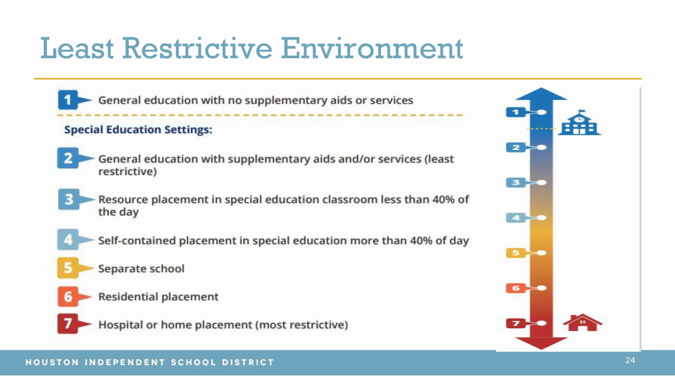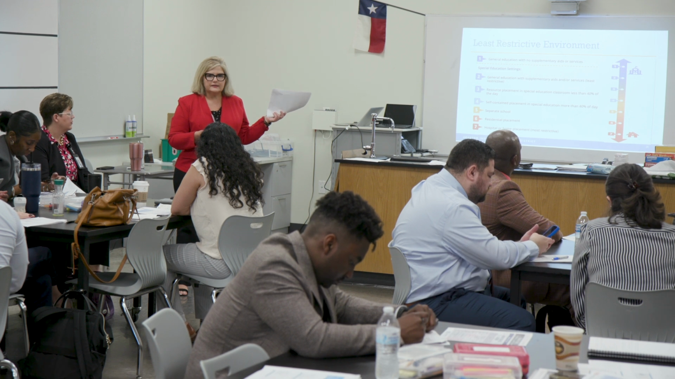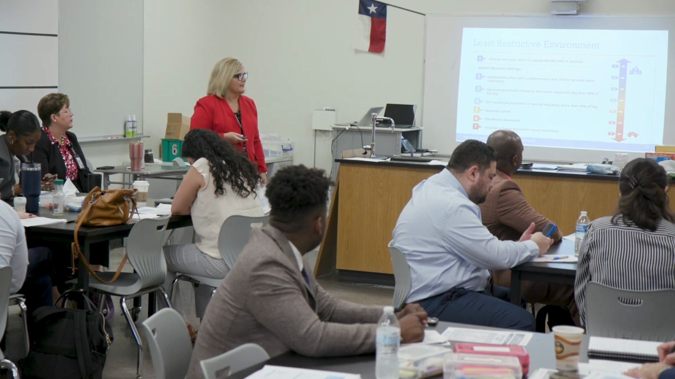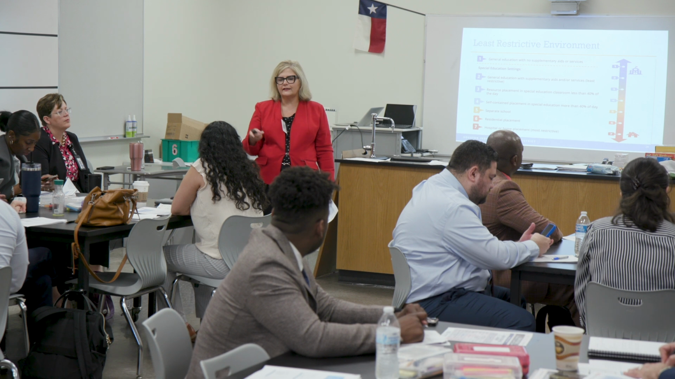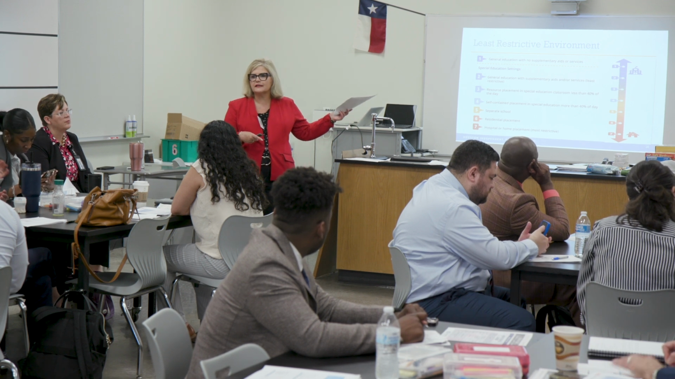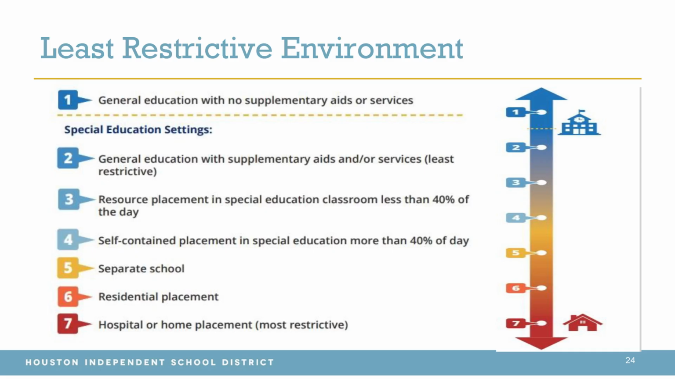So looking at the least restrictive, you're in general ed with no supplementary aids or services. But then you go into those special education settings. And, of course, we want to start out with general ed with supplementary aids and services, so accommodations and modifications in that general education classroom. This is not disability driven, meaning if I have autism, I go straight to self-contained. That's not how this works. You are looking at those present levels, you are deciding what the student's need is, and then you're determining based on the least restrictive environment, meaning you start with the least restrictive first.